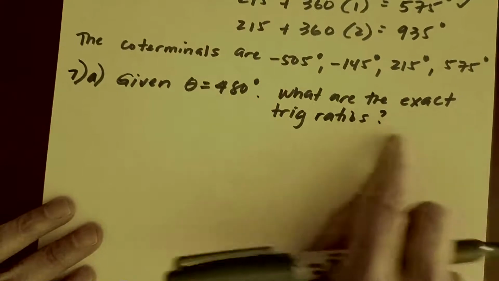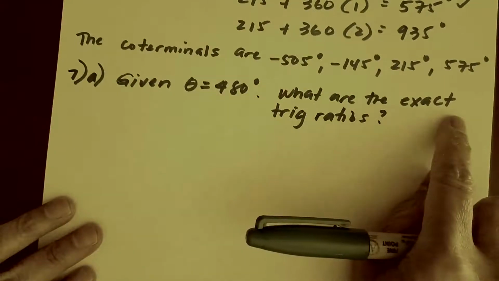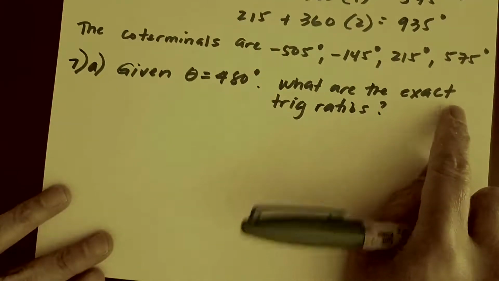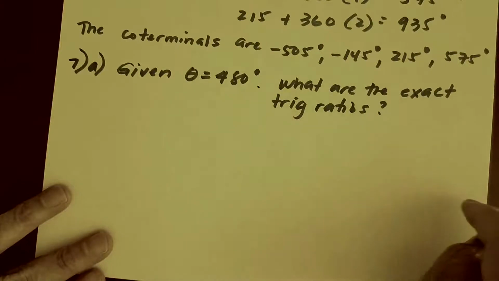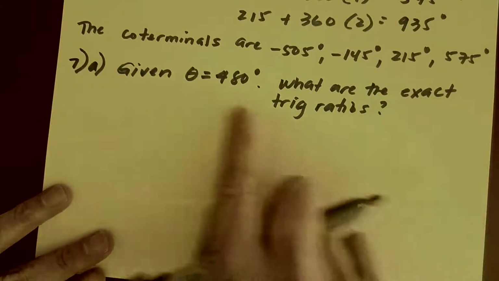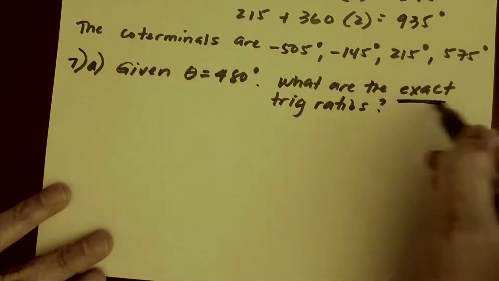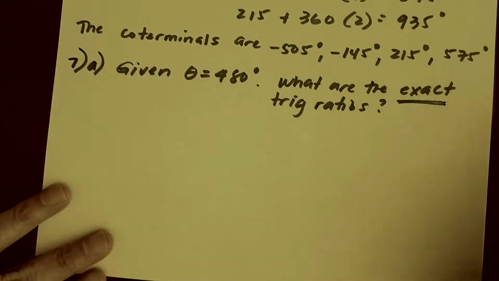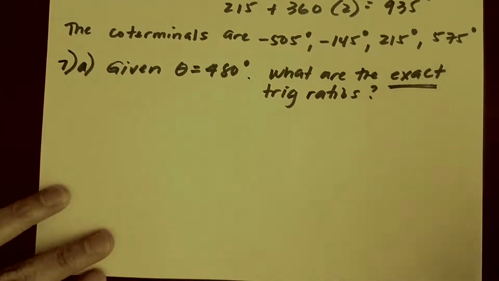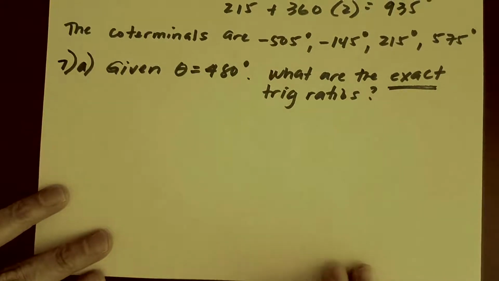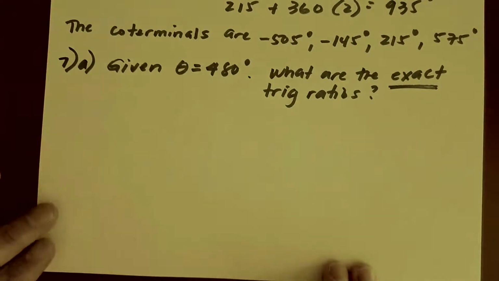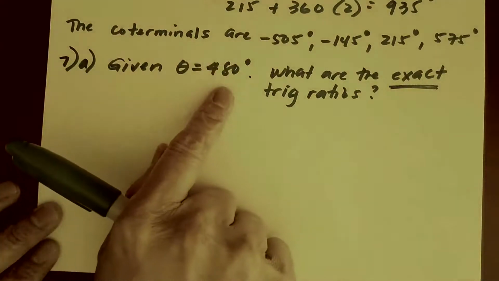Okay, now what we're gonna do, we can't just type in... well, we could type it in, but then if we type this in onto our calculator, it's not going to give us the exact value. So how do we figure out the exact trig ratio? So again, visualize this one.